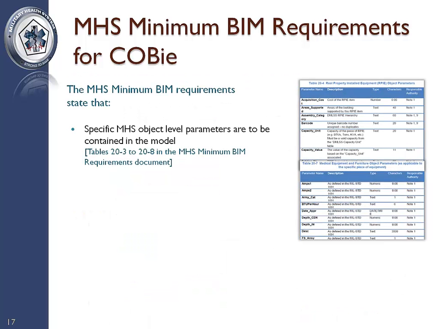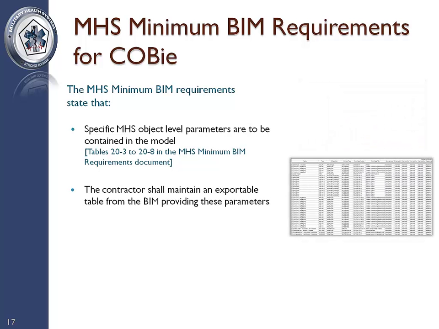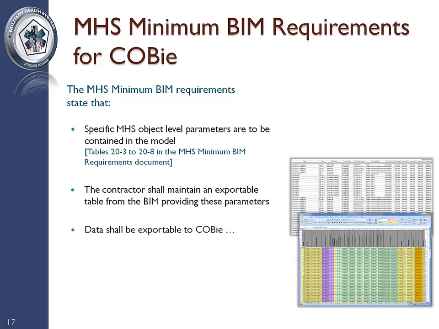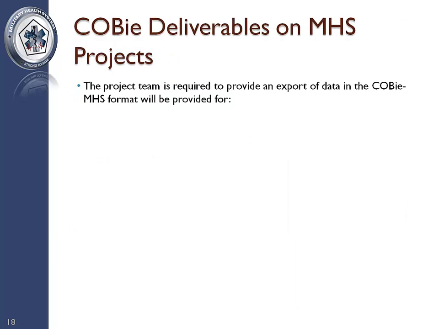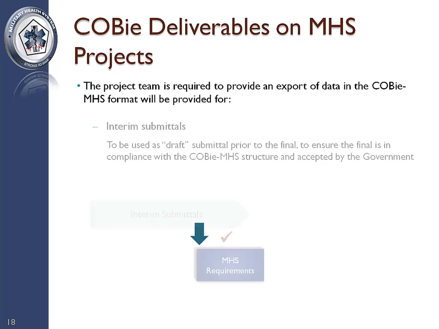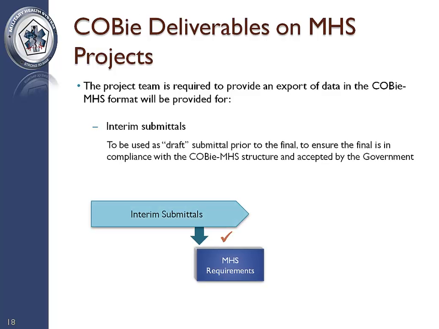In reference to COBie, the minimum BIM requirements state that specific MHS object-level parameters are to be contained in the model. The contractor, designers and builders, shall maintain an exportable table from the BIM providing these parameters. Data shall be exportable to COBie, using COBie-MHS requirements. The project team is required to provide an export of the data in the COBie-MHS format for interim submittals. This data will be used as a draft submittal prior to the final to ensure the final is in compliance with the COBie-MHS structure and accepted by the government.